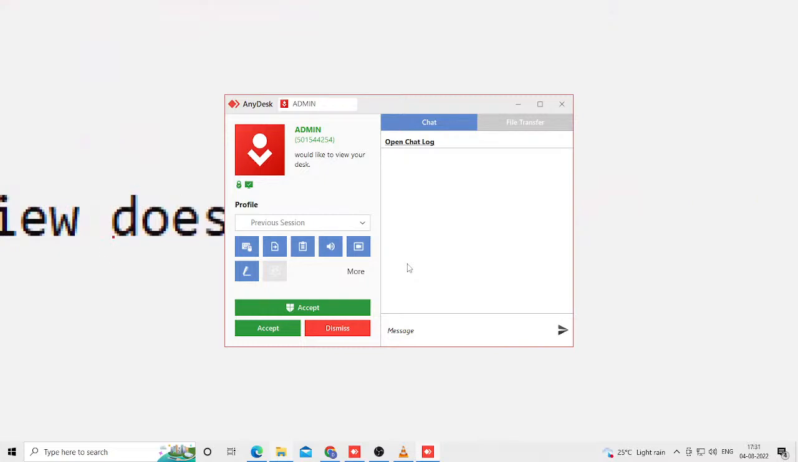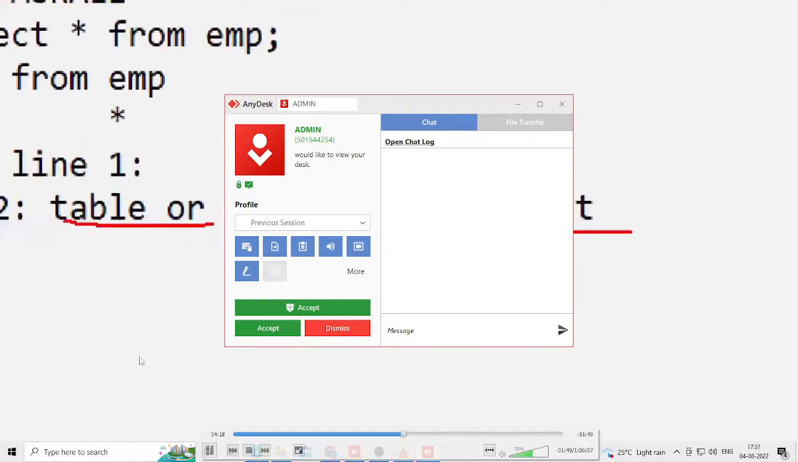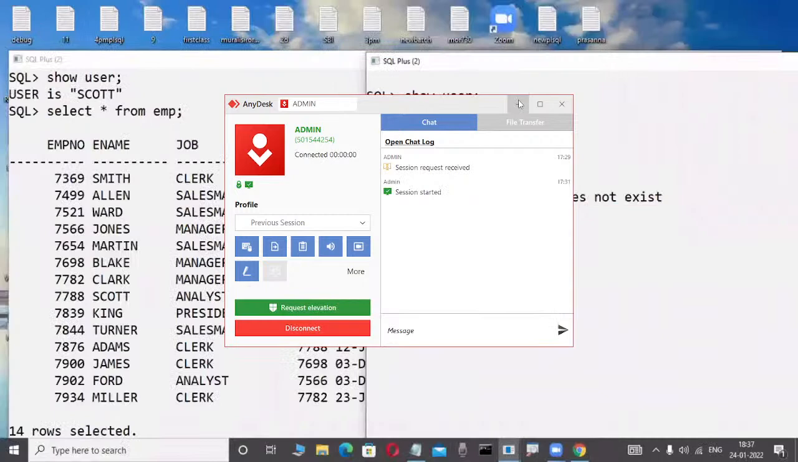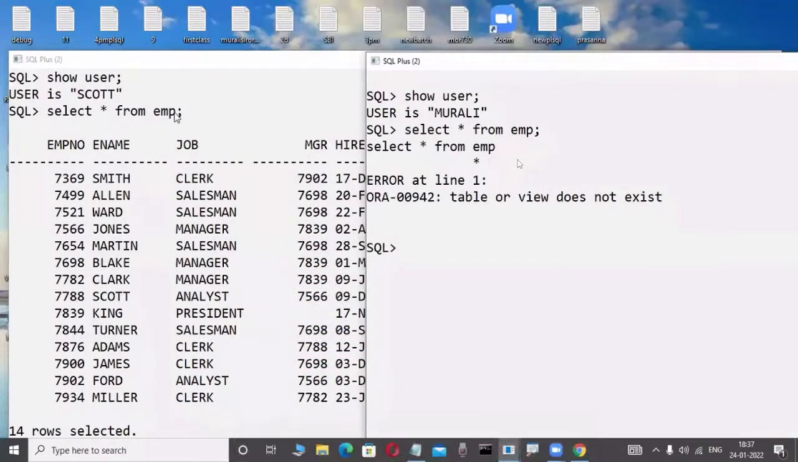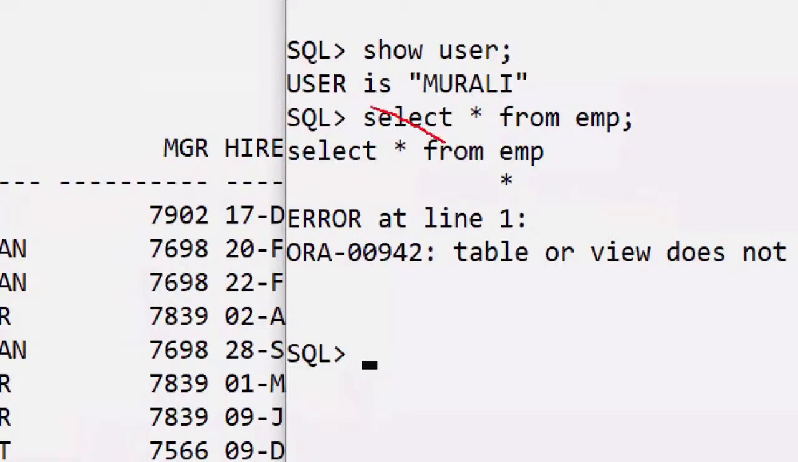View means later, don't worry. It does not exist. Suppose the Murali user is unable to access the Scott user's table in this example. If the Murali user is interested in accessing the Scott user's table, first the Murali employee requests the Scott employee, please give me your table. I am using some information from your table in my project.